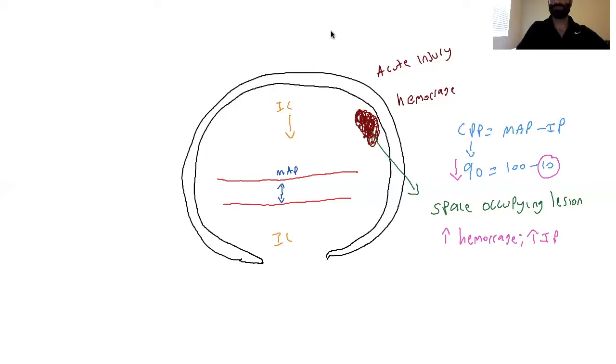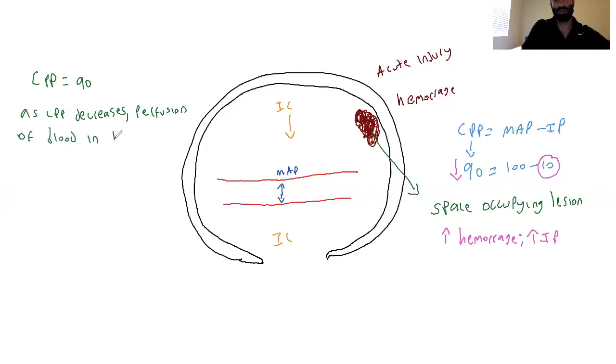Now, why is decreasing cerebral perfusion pressure bad? So CPP is about 90 normally. As CPP decreases, perfusion of blood in the brain decreases.